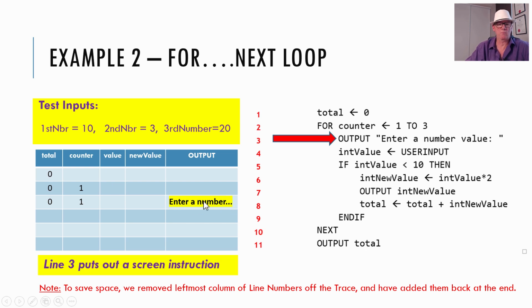So we couldn't fit it in there, we've just put "enter a number". So that's what's happening with line 3. Some output onto the screen, enter a number, and total and counter are just hanging around at 0 and 1 from where they got set previously.